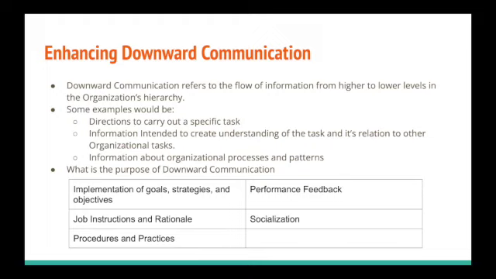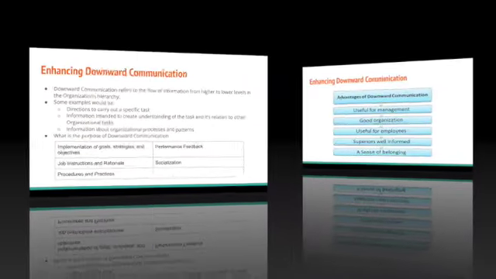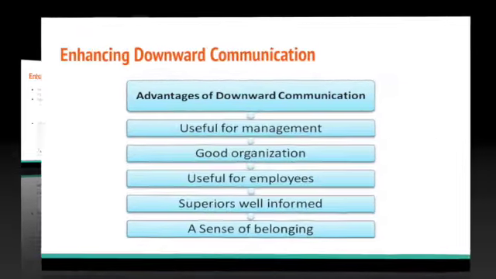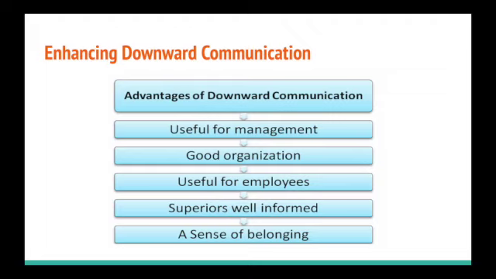What is the purpose of downward communication? It's to implement goals, strategies, and objectives, job instructions and rationale, procedures and practices, performance feedback, and socialization. Enhancing downward communication. Advantages of downward communication include: it's useful for management, it's good for the organization, it's useful for employees, superiors are well informed, and there's a sense of belonging.